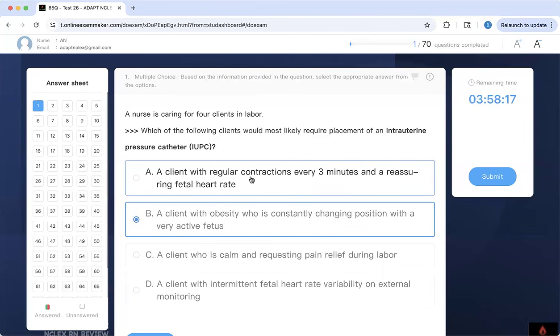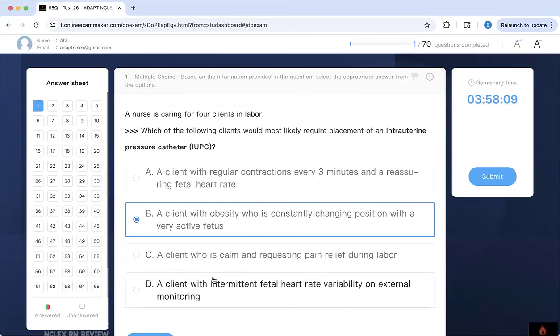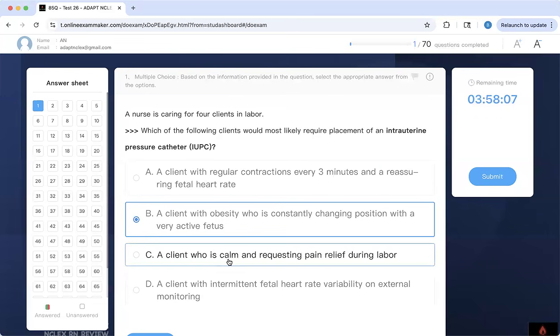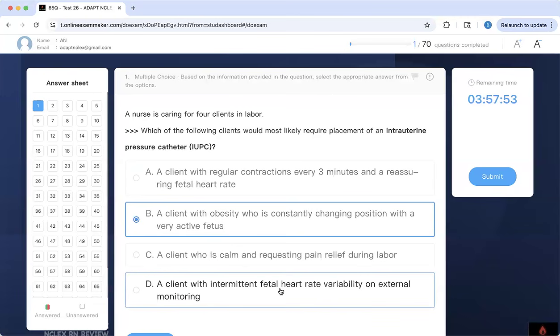If you're having regular contractions every 3 minutes with a reassuring heart rate, there's no need to put in an intrauterine pressure catheter. A client who is calm, requesting pain medications, not moving around, there's no problem. A client with what? Intermittent fetal heart variability on external monitor. This is a trap. The pressure monitoring is different from fetal heart rate. It does not measure fetal heart rate. So that's a trap. Pay attention: changing position, walking, cannot stay still, and obesity is another clue to do what? Do an intrauterine pressure catheter.